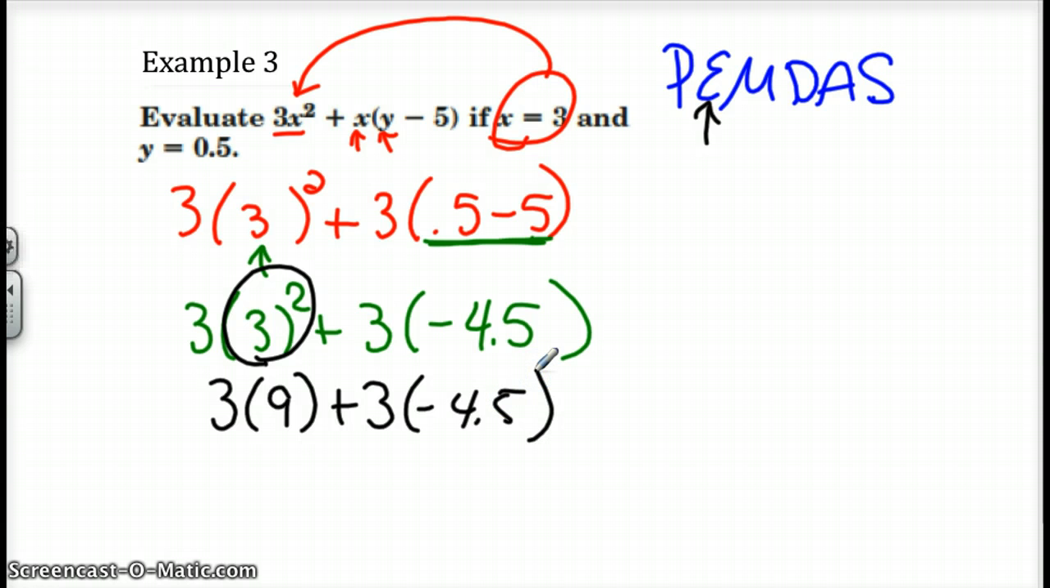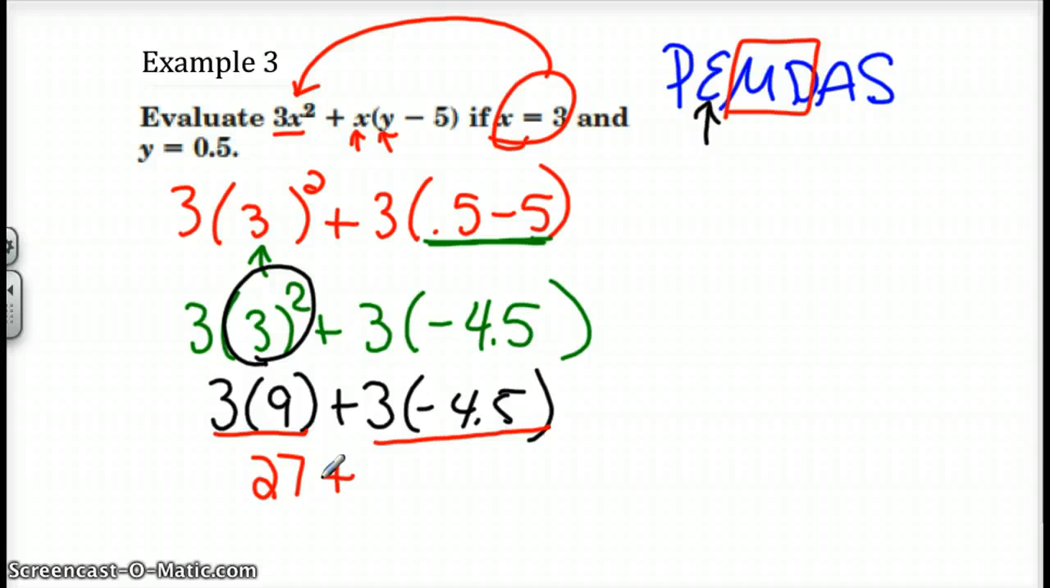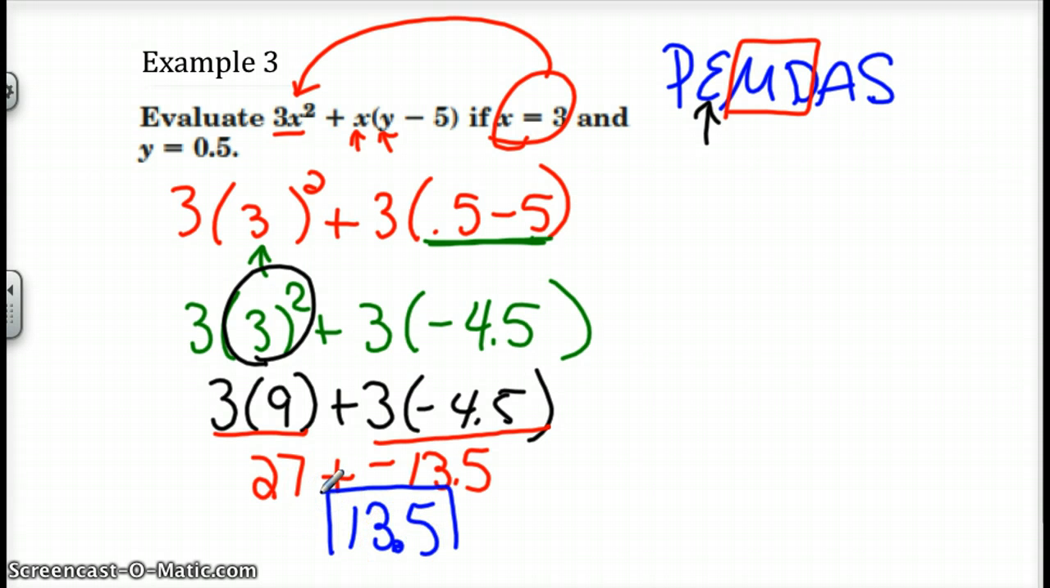Okay, now let's take a look. Multiplying and dividing. I have multiplying right here, and I have multiplying right there. So 3 times 9 is 27, plus 3 times a negative 4 and 5/10 is a negative 13 and 5/10. And you can use your calculator on that, people. You can't just go ahead and punch this all in your calculator, though. I expect to see all the details. At this point now, I have 27 plus a negative 13.5, which gives me a positive 13 and 5/10. And box in your answer.